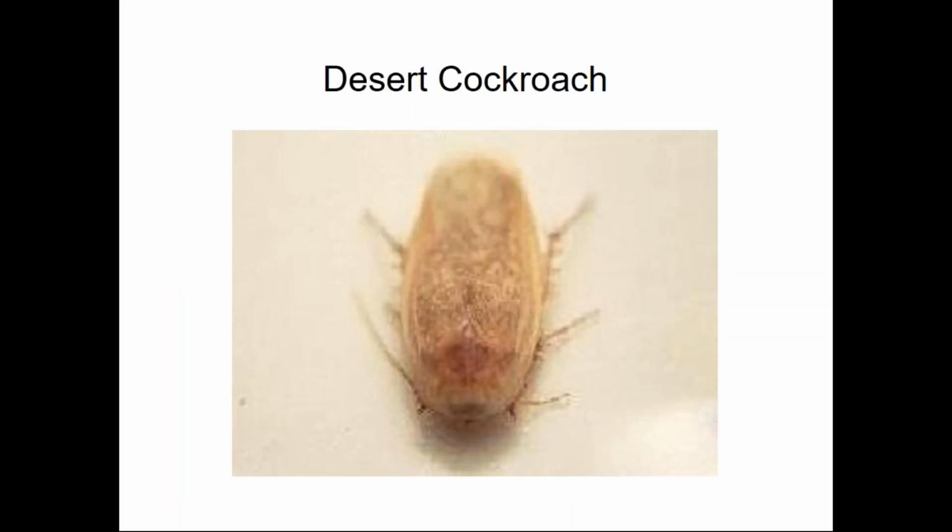We do have a native cockroach, which we can call the desert cockroach. So this little guy is a kind of a tan or translucent color and likes to live in sandy areas. So we see them around Desert Hot Springs, Thousand Palms. Maybe in the more sandy areas of Joshua Tree National Park, you would find the desert cockroach. It's a native cockroach.